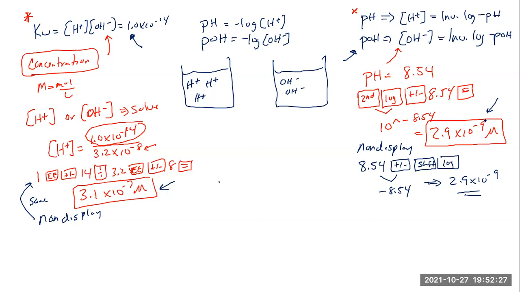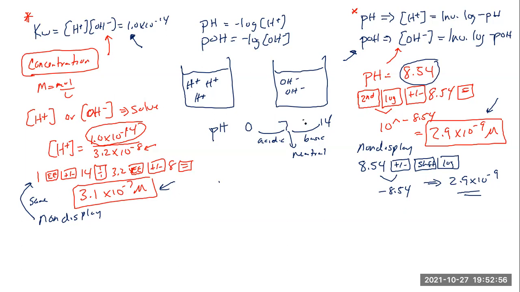I know that the pH scale runs from 0 to 7 to 14. I know below 7 is acidic. I know above 7 is basic, and I know 7 is neutral. So when somebody says, oh, the pH of the solution is 8.54, that number has a real meaning to me.